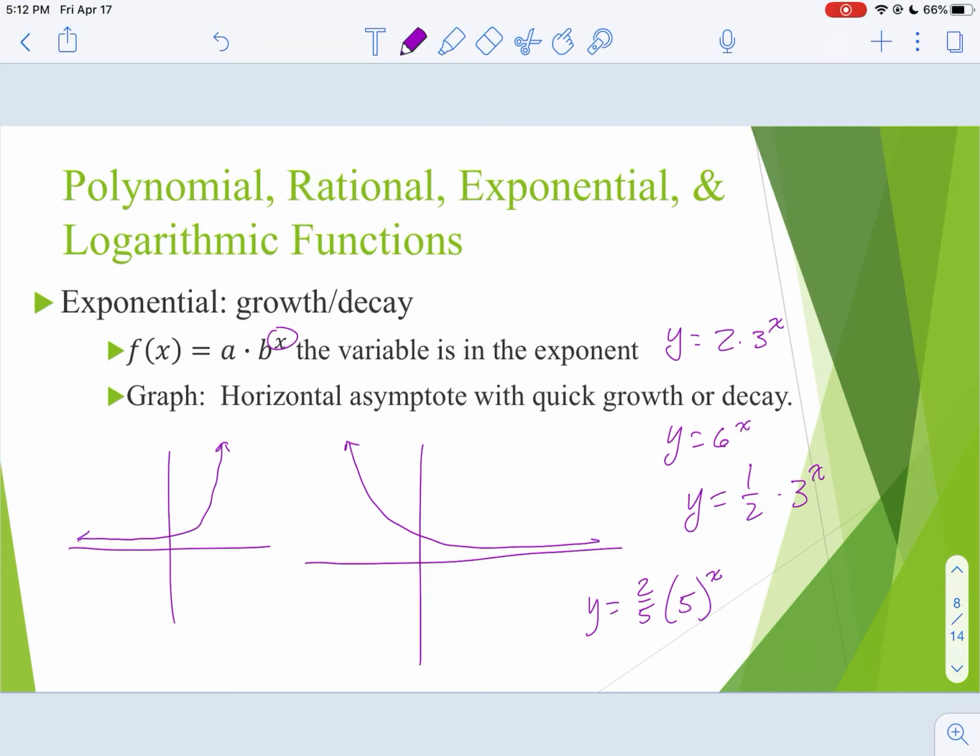Anyway, exponential functions start off with a horizontal asymptote. Those are here in both cases. And they start off slow and then they explode with growth, like the strawberries. Or else they decay quickly and then taper off in like a half-life. So that is exponential functions.